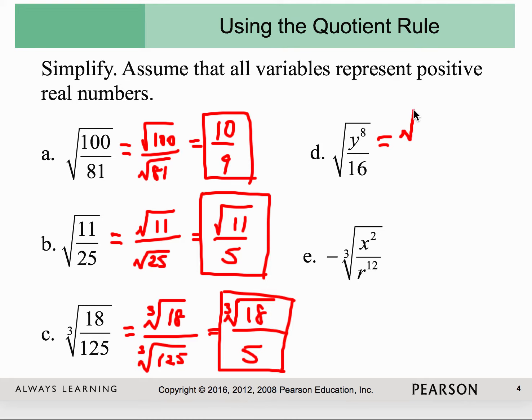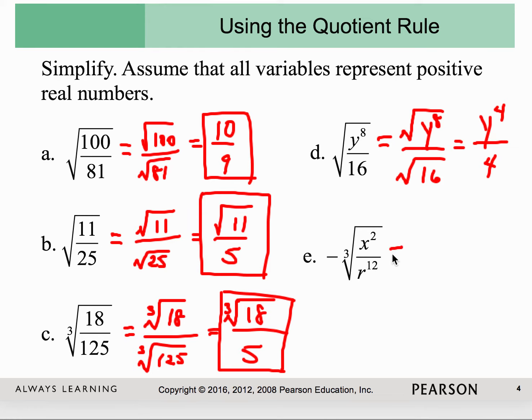Now, here's what we were talking about. So the square root of 16 is 4. But don't forget, anytime you have an exponent bigger than your index, how many times does 2 go into 8? 4 times. I can simplify that.